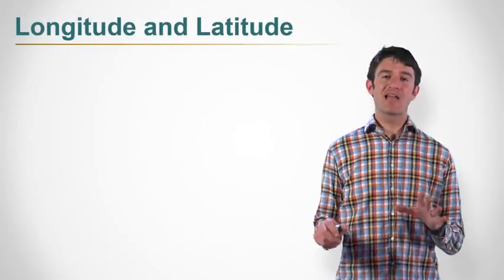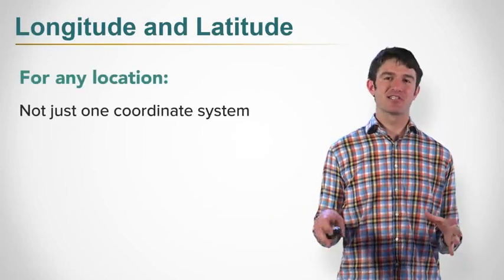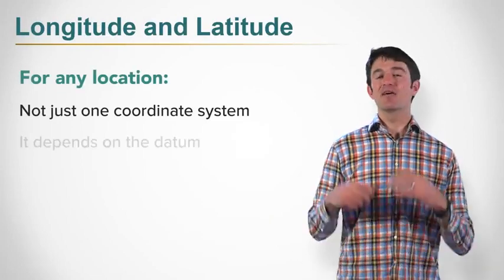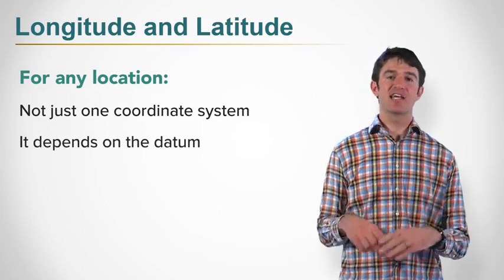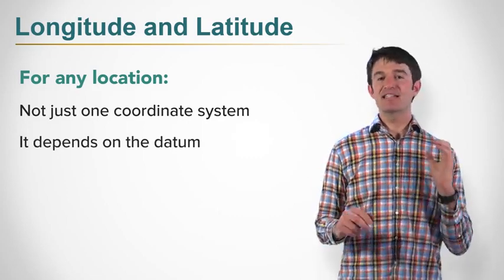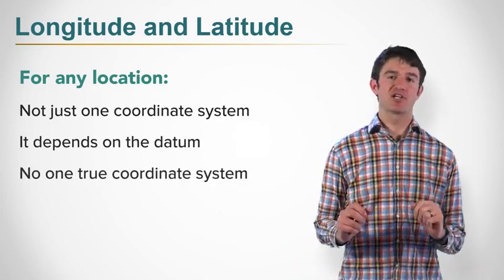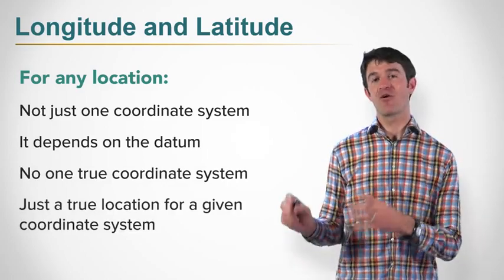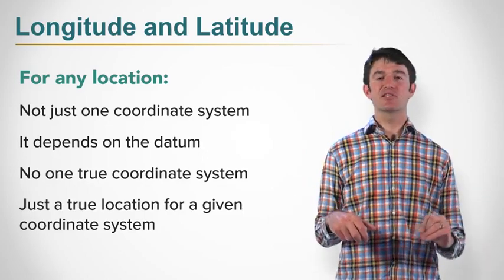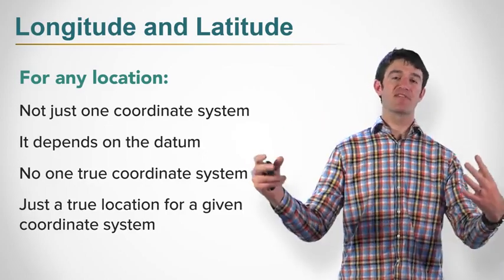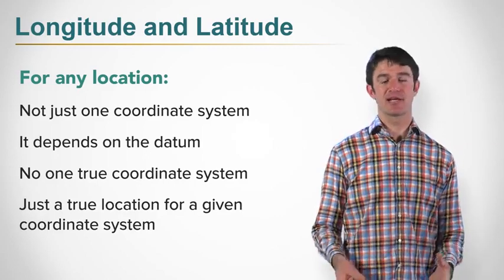Now, while we talk about latitude and longitude as if they're some absolute truth, they're not just one coordinate system. Remember when we talked about datums? It really depends upon which datum you build it in. Remember that the same coordinates exist in multiple datums, and it's at a different location on the ground in each one. There's not one true coordinate system for any location, just a true location for a given coordinate system. We could theoretically build another geographic coordinate system that uses a different coordinate system overlaid on top of a datum, but in practice, I haven't used one that didn't use the mix of angular units and degrees to cover the Earth in coordinates.